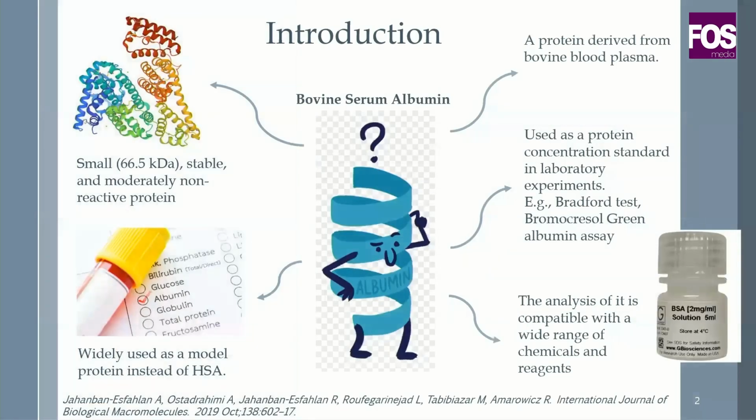So let me begin the introduction by explaining what is bovine serum albumin. Serum albumins are the most abundant proteins in the circulatory system of a wide variety of organisms. Bovine serum albumin, also known as BSA, is a protein derived from bovine blood plasma. It's a small, stable, and moderately non-reactive protein and therefore often used as a protein standard in laboratory experiments, such as the Bradford test and the bromocresol green test for albumin determination.